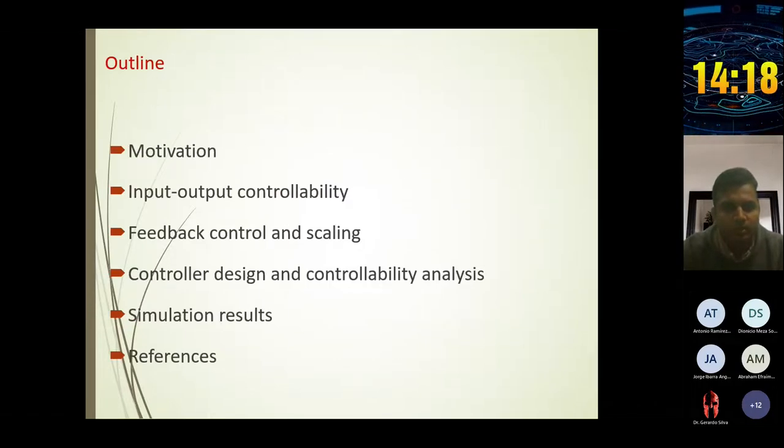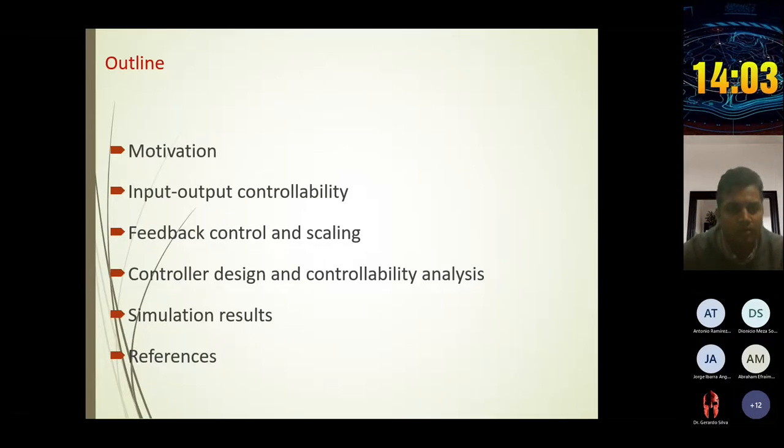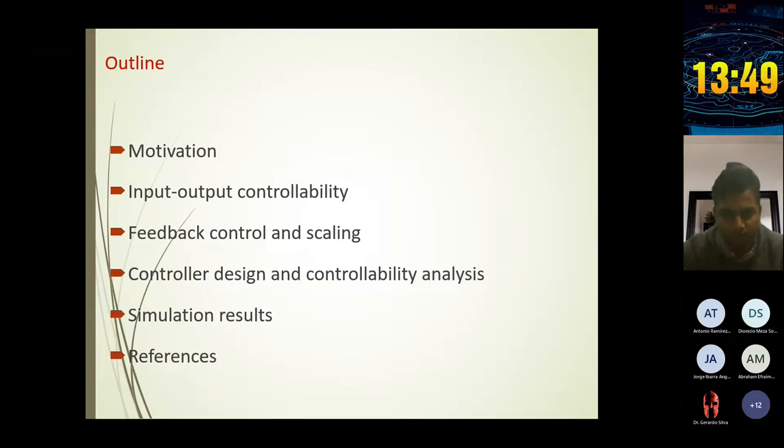These are the topics that I am going to cover in this presentation. The first one, the motivation that brought me to do this research. The second is a brief introduction about input-output controllability, and then something about feedback control, and then how the controller was designed, and how the controllability analysis was done in order to get the results. For example, how the threshold was calculated, how it can be defined.